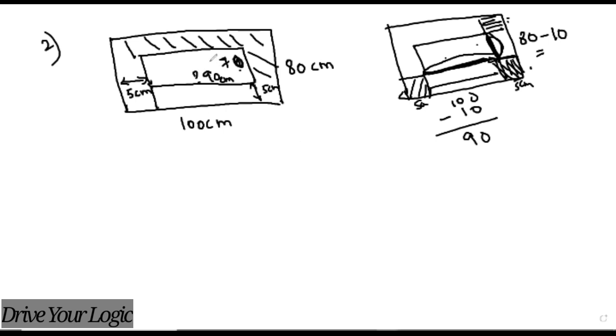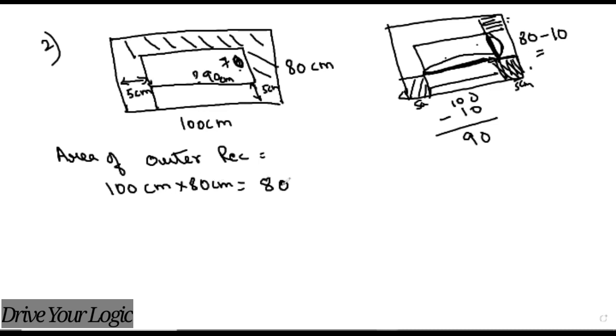Once you get the inner rectangle and the outer rectangle, now it's easy. Same way like the previous sum, you can solve the sum. So let's do. Area of outer rectangle is how much? 100 centimeter into 80 centimeter, that is 8,000 centimeter square. Clear?